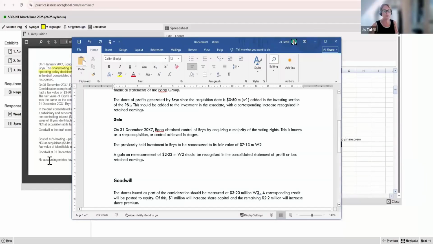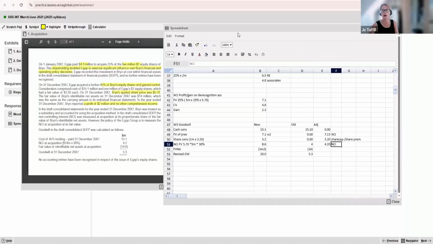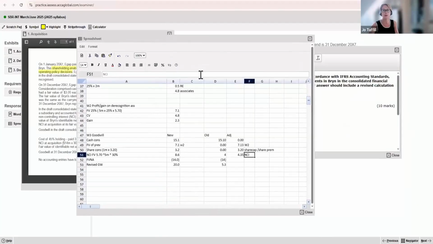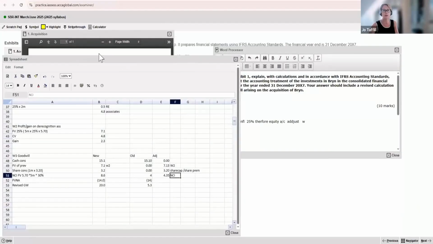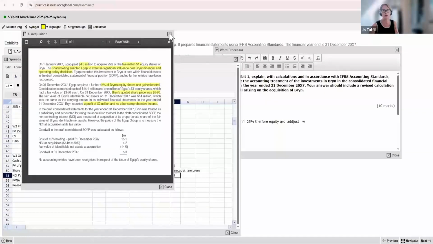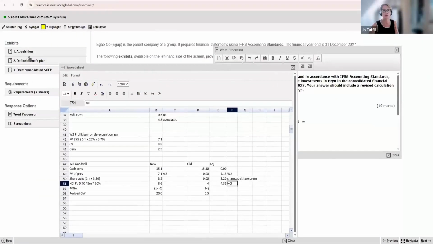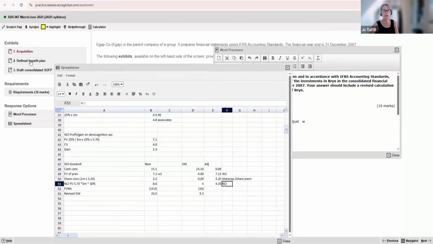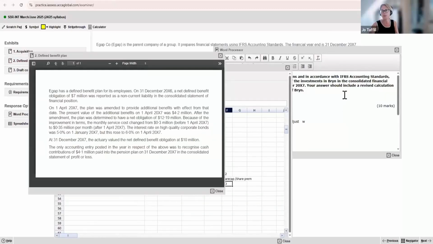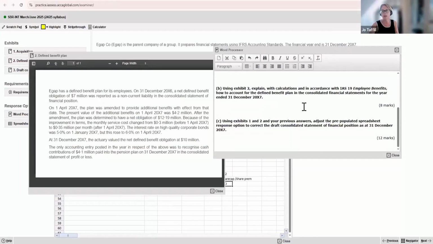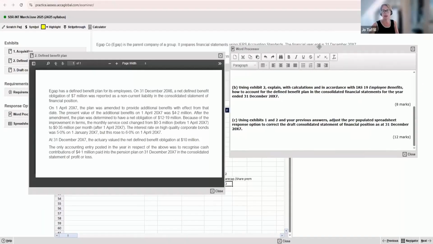So let's close this up. So we now look at the defined benefit plan, and we need to state, using Exhibit 2, explain with calculations how to account for the defined benefit plan. So this is another 8 marks, okay?